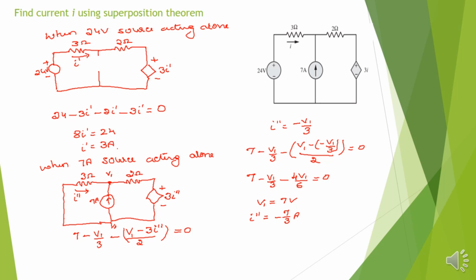So what happens? The current I is equal to I dash plus I double dash, that is 3 minus 7 by 3. By taking a LCM, 9 minus 7 is 2 by 3 amps. This I double dash is when only the 7 amps current source is acting alone. Okay.